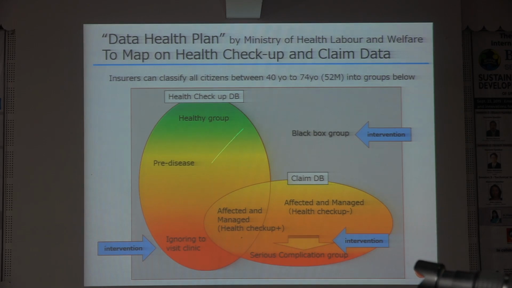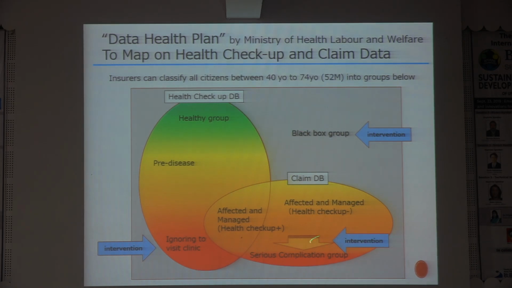And next is this. So if insurers find by the health checkup data he has bad diabetes or hypertension, but the claim data didn't come out, maybe he is ignoring going to the clinic. So insurers can send him to the clinic.